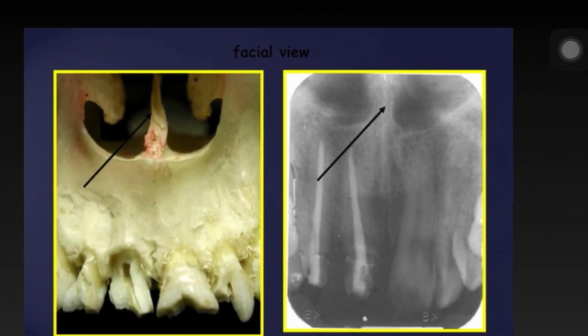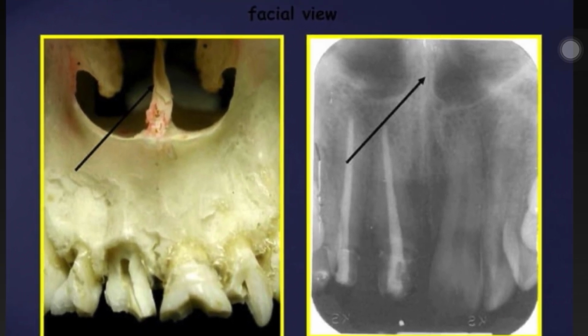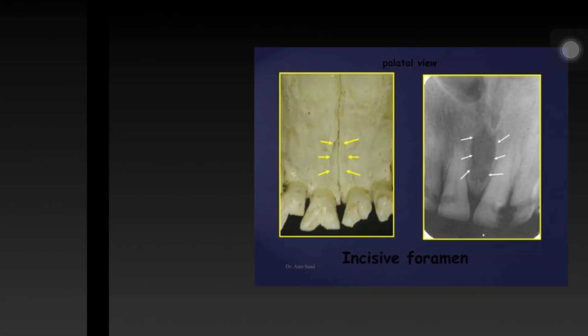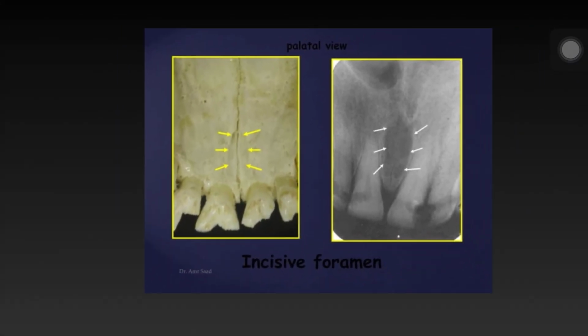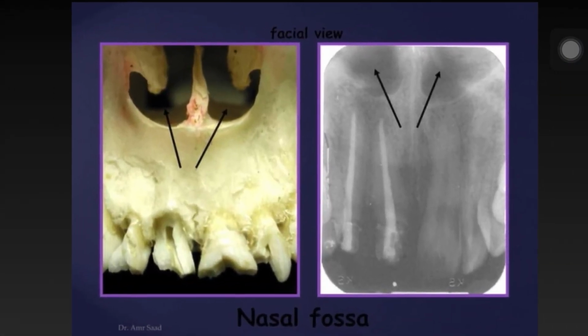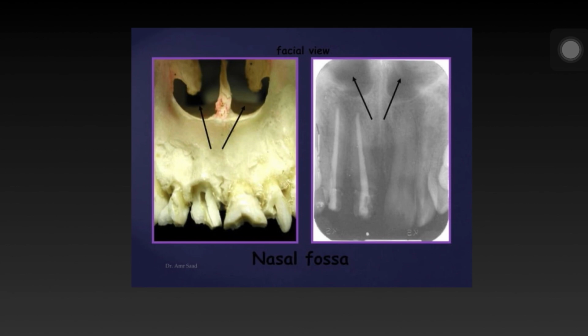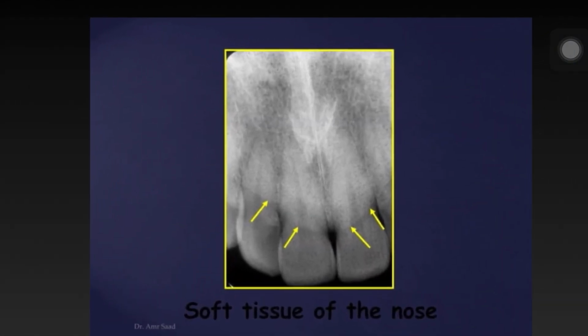Nasal septum. It is seen directly above the anterior nasal spine and is covered on each side by mucosa. Incisive foramen. It appears as an ovate radiolucency between the roots of the central incisors. Nasal fossa. It appears as a radiolucent space on each side of the nasal septum. Soft tissue outline of the nose. It is superimposed over the anterior maxilla.